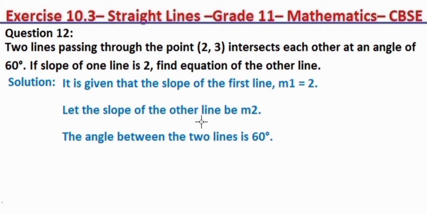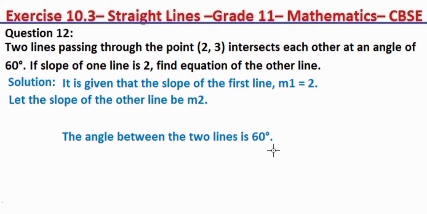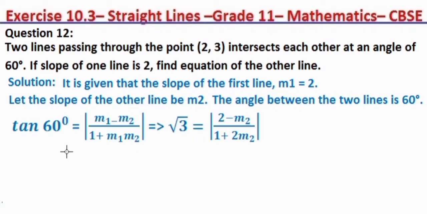Solution: it is given that the slope of the first line, m1, is 2. What is the slope of the second line? Here the angle is given as 60 degrees. We know the two slopes are related by the formula tan θ = (m1 - m2)/(1 + m1 m2). Here the angle is 60 degrees, and tan 60 degrees is root 3. m1 is 2, and m2 we do not know, so we keep it as m2. So root 3 = (2 - m2)/(1 + 2 m2).